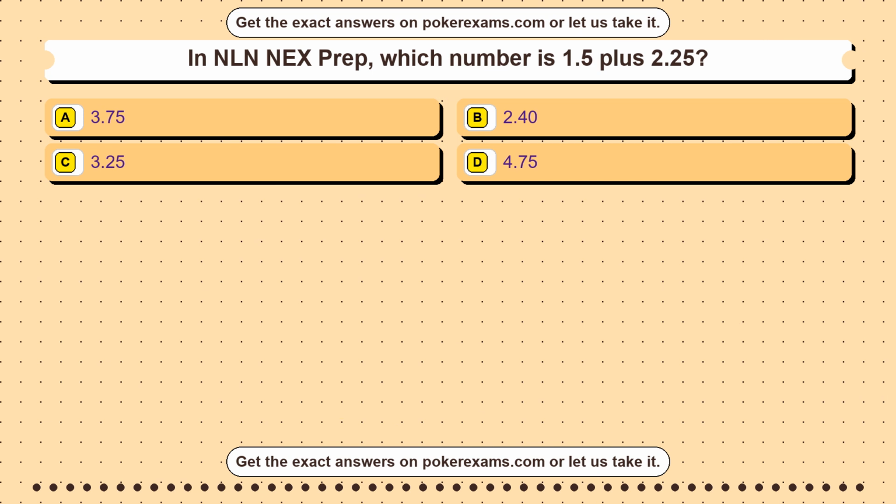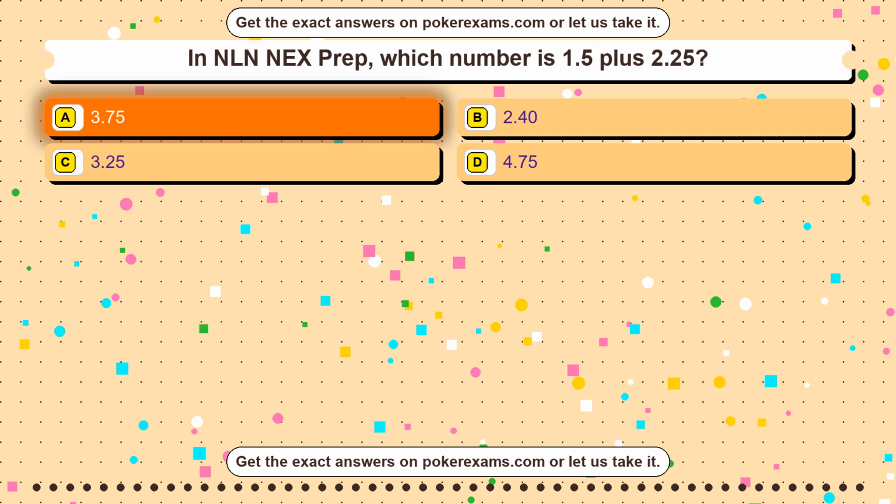Question 13. In NLN NEX Prep, which number is 1.5 plus 2.25? Option A 3.75. Option B 2.40. Option C 3.25. Option D 4.75. The correct answer is option A.